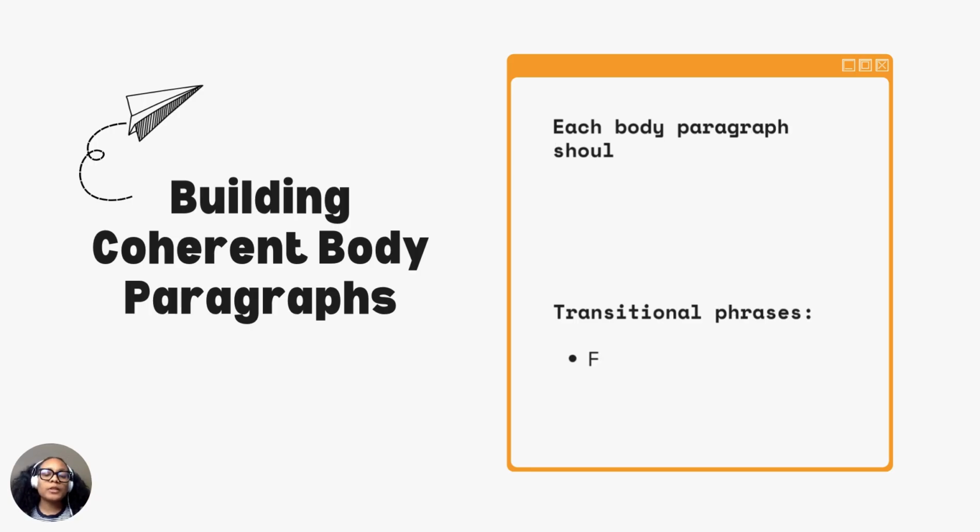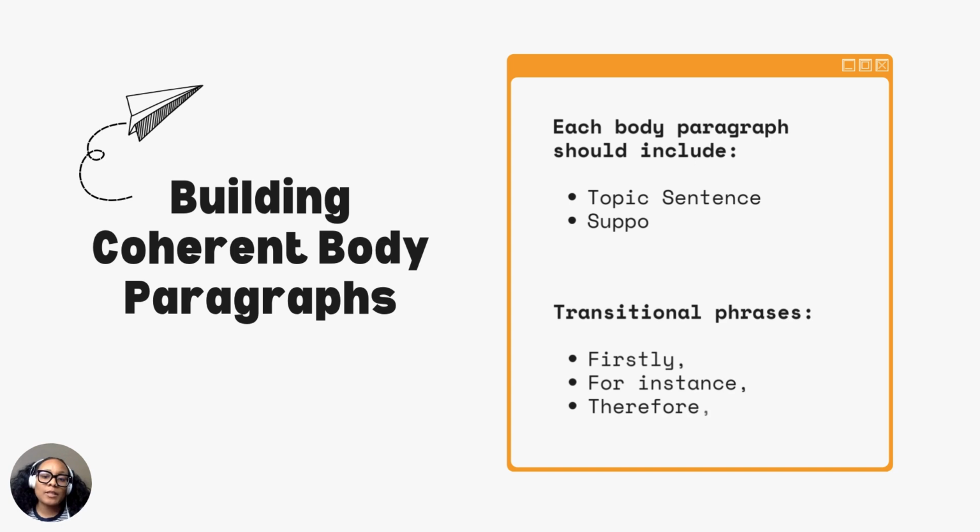Moving on to building coherent or clear body paragraphs. So you want to make sure that each body paragraph includes a topic sentence. So in my example that I chose about nachos being more filling, maybe if I'm talking about nachos being more filling, I would say nachos are a very filling movie snack option.